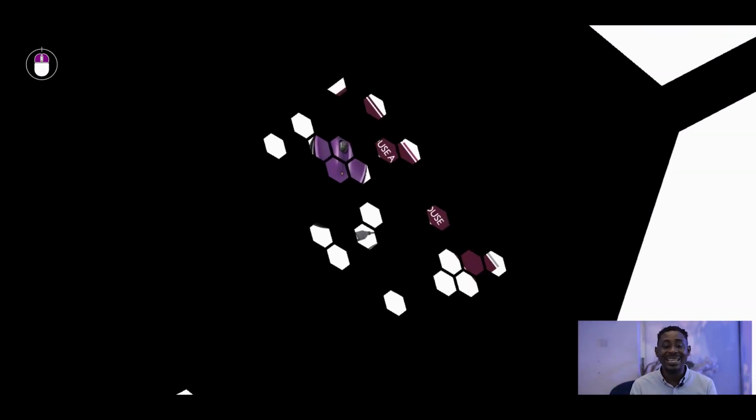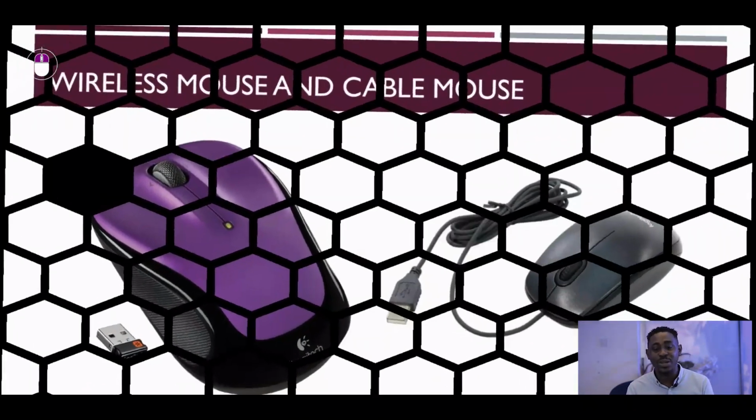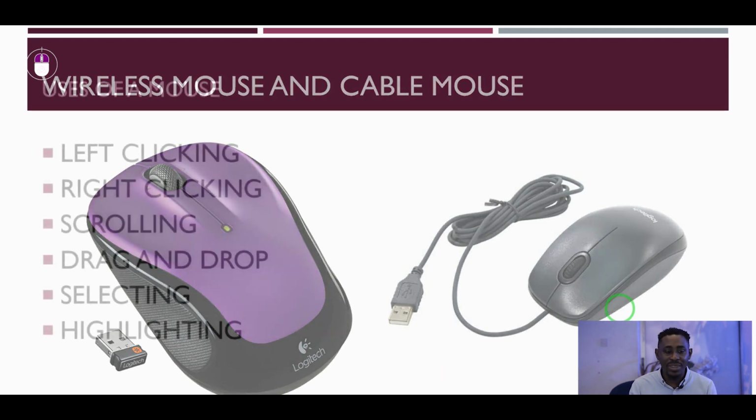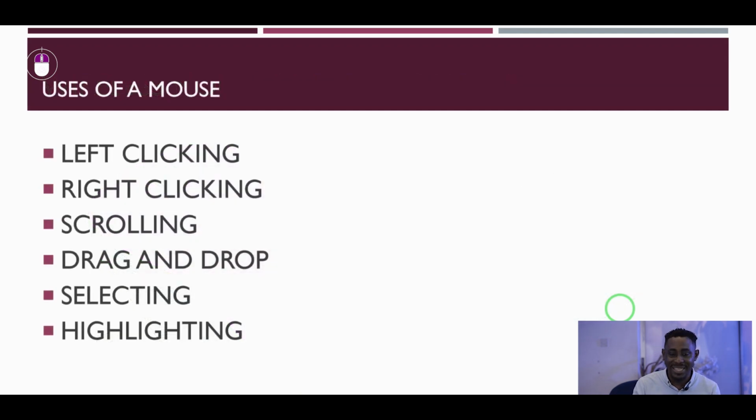Now, what is the first thing that we are going to talk about? We have a mouse that uses a wire and another one that does not use a wire. For the one that uses a cable, all you need to do is connect the cable to your computer system, and then you can use your mouse. Basically, both the cabled mouse and the wireless mouse can do the same thing.